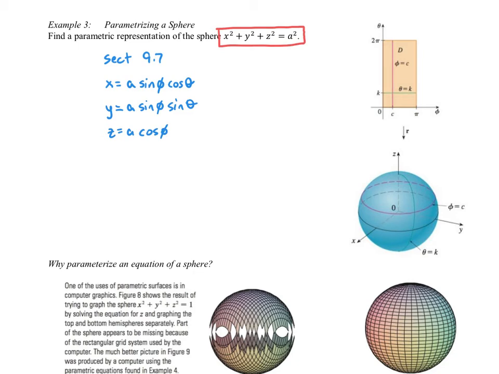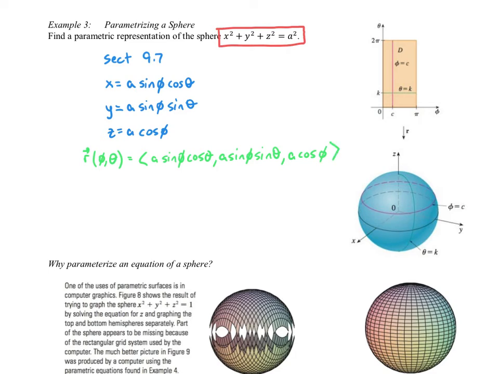So if we were to come up with a vector equation for a sphere with two variables, we could write it as the vector r of phi and theta. Those are our two variables we're using. And we have the x component a sine of phi cosine theta, a sine of phi sine of theta, and a cosine phi. And that would graph our equation for a sphere.